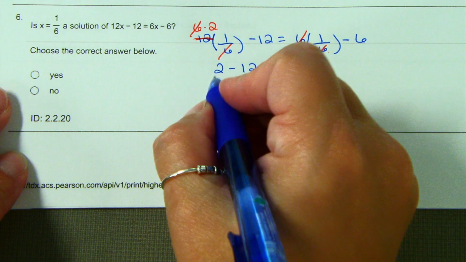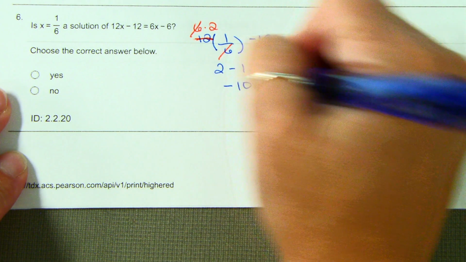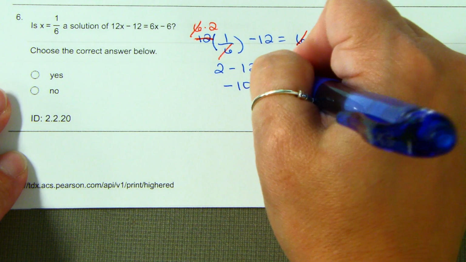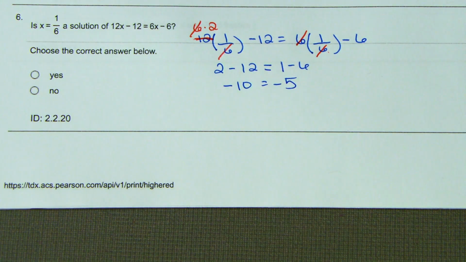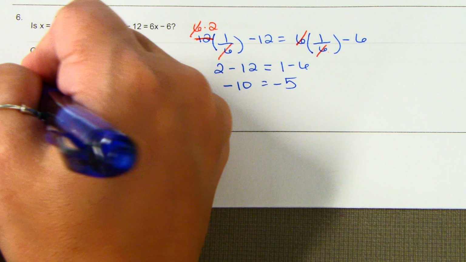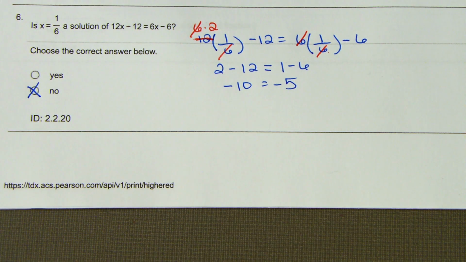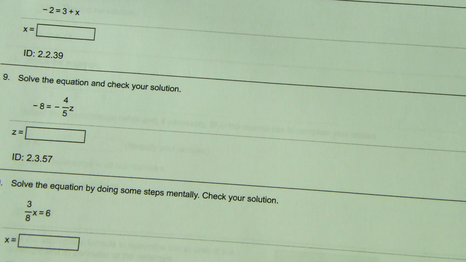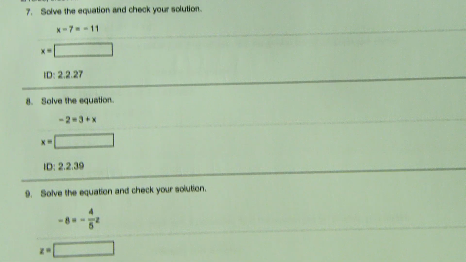On the left-hand side, I have 2 minus 12, which is negative 10. On the right-hand side, I have 1 minus 6, which is a negative 5. Does negative 10 equal negative 5? No. This is not a true statement. So no, 1/6 is not a possible solution for this equation. If you would have gotten negative 10 equals negative 10, then the answer would have been yes.